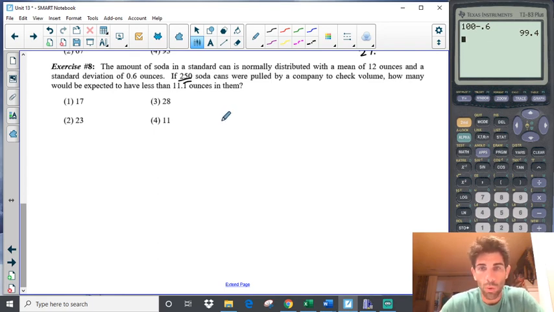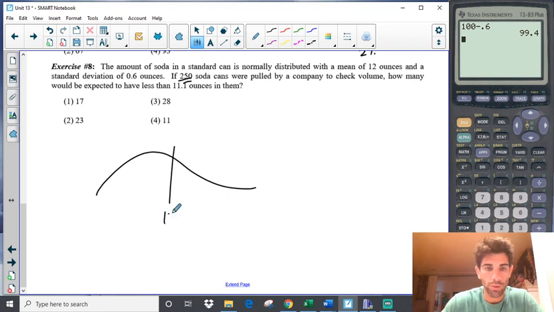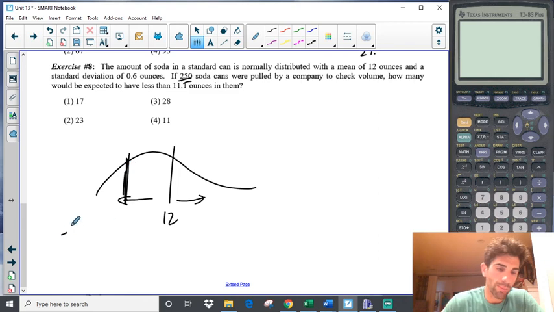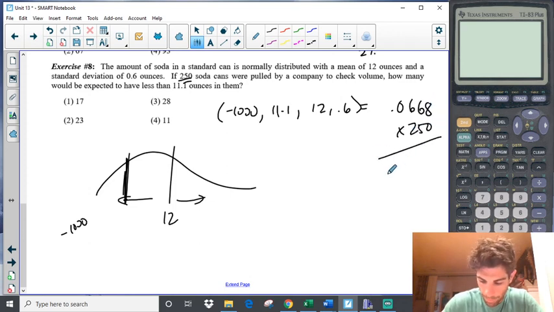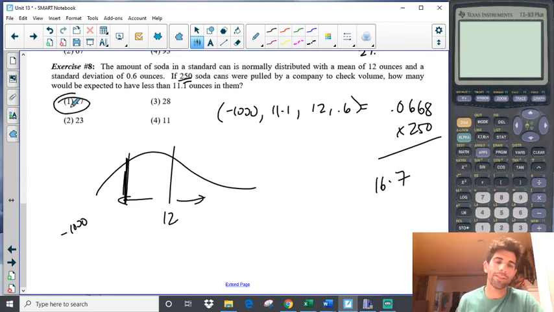So let's see. If you're less than 11.1, that's going this way, and then okay, here's your 12. You're moving by 0.6, right? Now 11.1, since you're below, your lower bound is going to be negative 1,000. Your highest is going to be 11.1. Your mean was 12. Your standard deviation was 0.6. You're going to get 0.0668, multiply that by how many cans there were, and you're going to get 16.7, or about 17 cans.